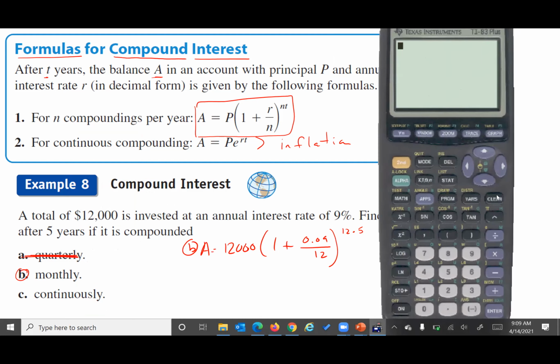So go to clear, go to mode, go to the beginning part. So how about 12,000? It's going to be 1 plus 0.09. Oh, thank you. Divided by 12. All right, to the power of, and this one you have to put parentheses in here, or unless you kind of do it yourself in your minds here. 12 times 5 is 60, but if you want to put it in, you got to put an extra parenthesis. So 12 times 5. And click enter, and what do you guys get? 18,788.2. Not bad. I'll go with that.